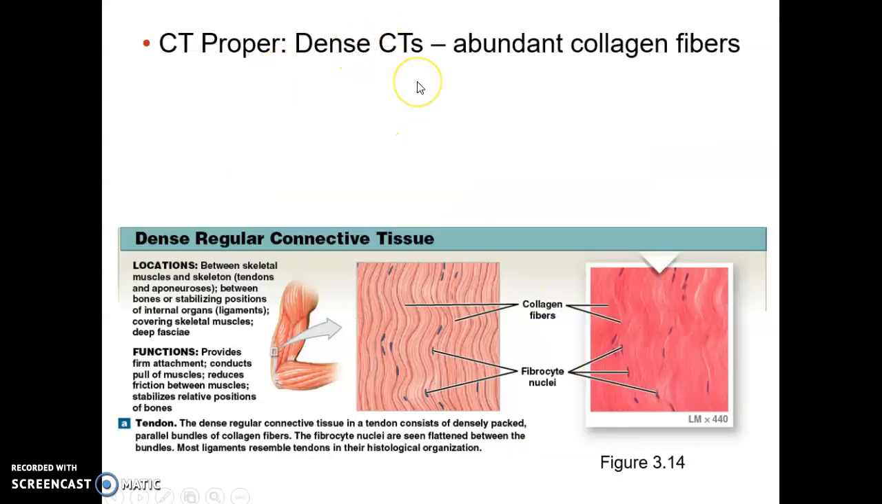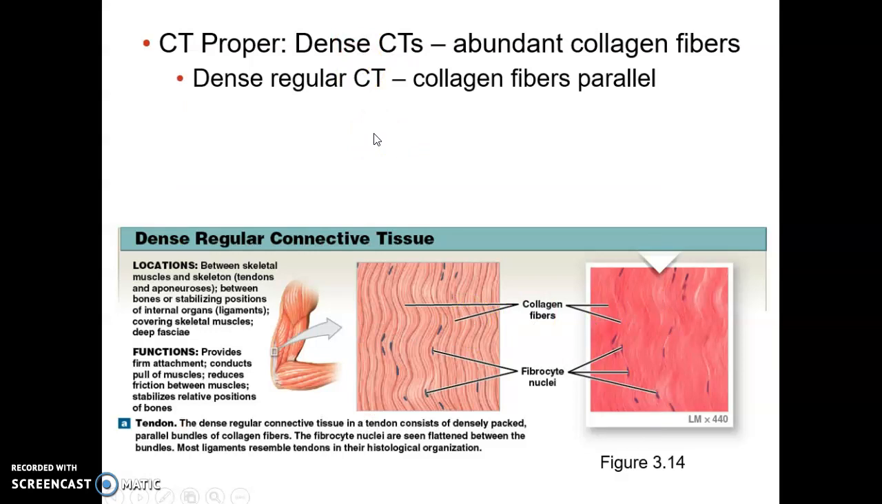Okay, moving on to dense connective tissues. Abundant collagen fibers give this tissue a denser appearance, but a lot of strength. So dense regular connective tissue, the collagen fibers are very abundant and lined up in a parallel fashion, giving it a lot of strength, resistance to pulling stresses. So tendons and ligaments have a high abundance of collagen fibers, making them dense connective tissues.